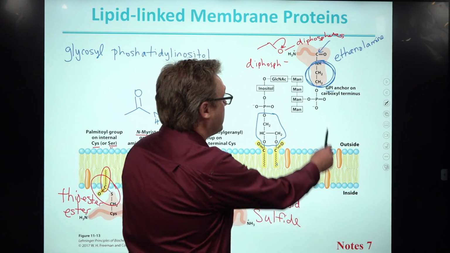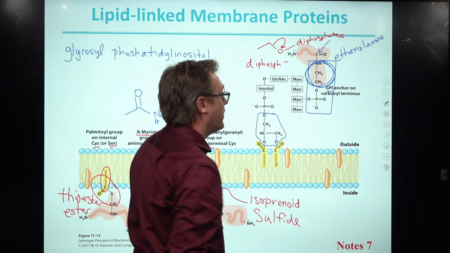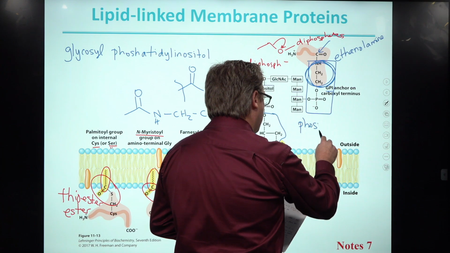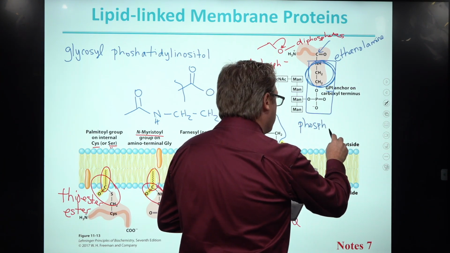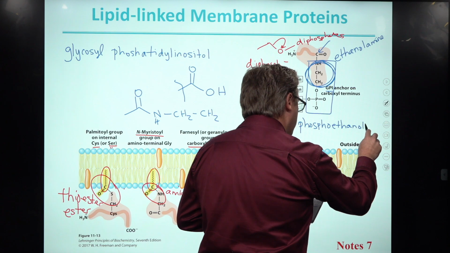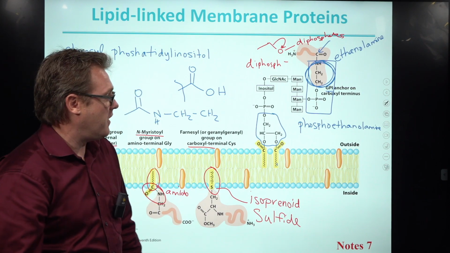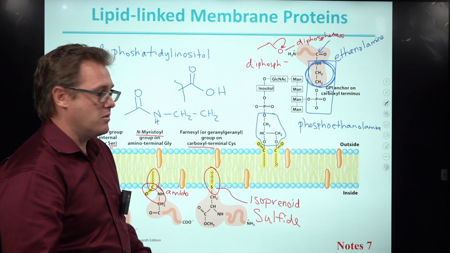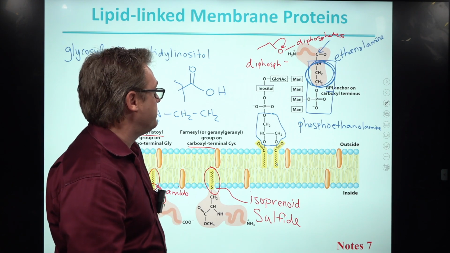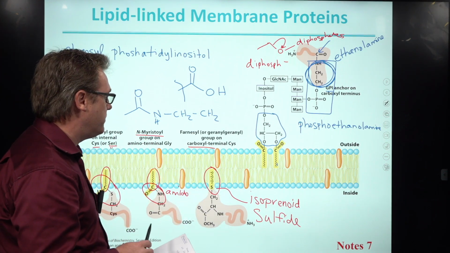Now look at this. If we take the ethanolamine and we put it to the phosphate group right there, you've seen this word before. The phosphoethanolamine, which was another head group in our lipids. Okay, so I'm hoping you're seeing all the bits and pieces of things that are familiar to you.